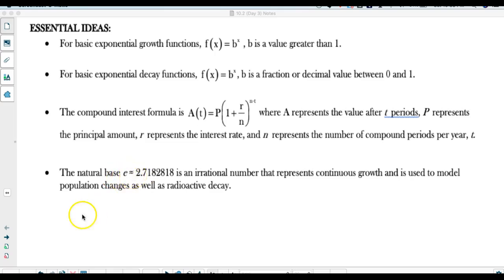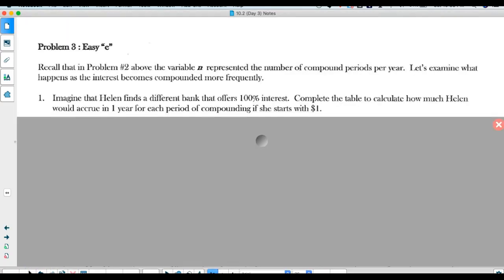Well, what is e? We're going to find out really quick. Before, n represented the number of times compounded per year. Let's examine what happens as interest compounds more frequently, like we did the day before. To do this, we're going to imagine Helen finds a different bank that offers 100% interest. We're going to complete this table below here.